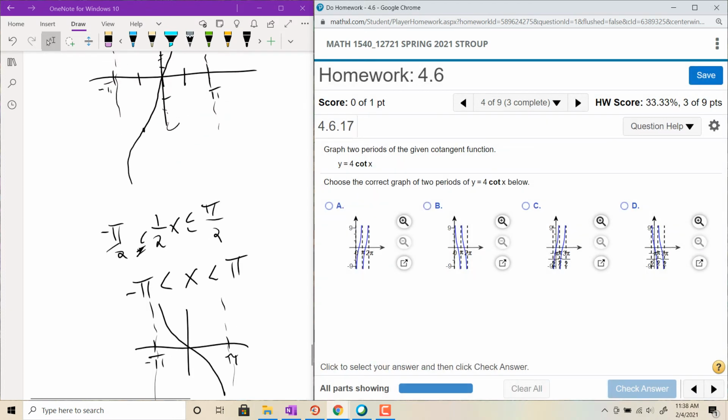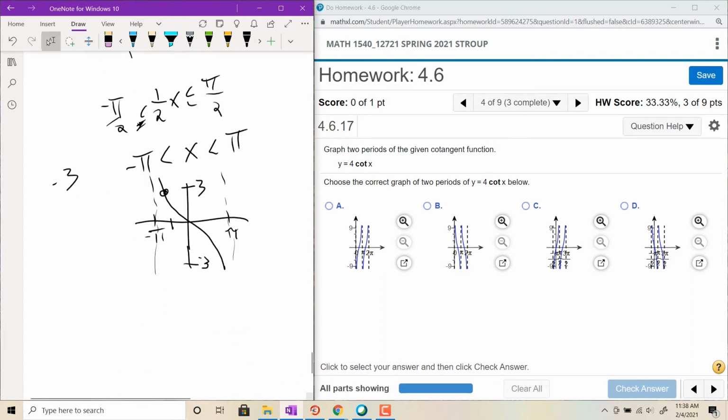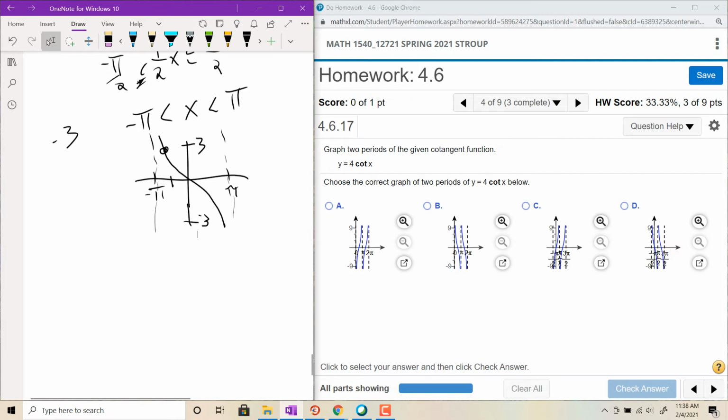If you look at the amplitude, what was it, negative 3, so you know that main point at pi over 2 was at 3 and negative 3. And if you zoomed in on the pictures, the other one was wrong because it went from 9 to negative 9. Okay, let's try this again.